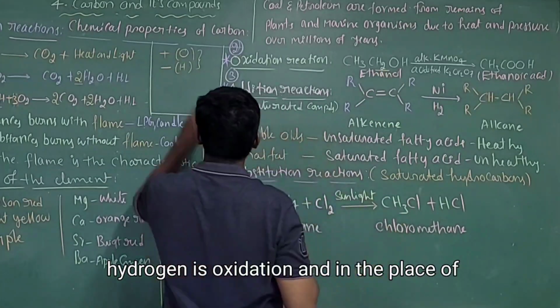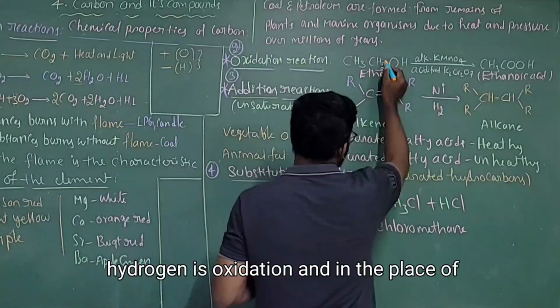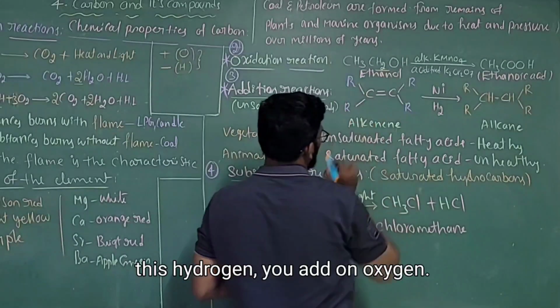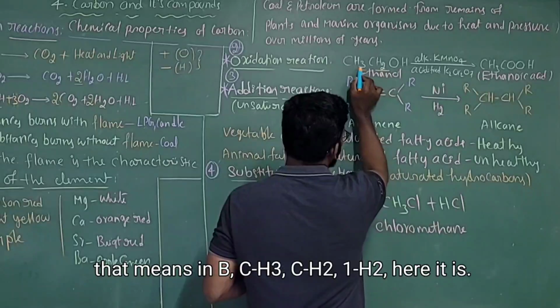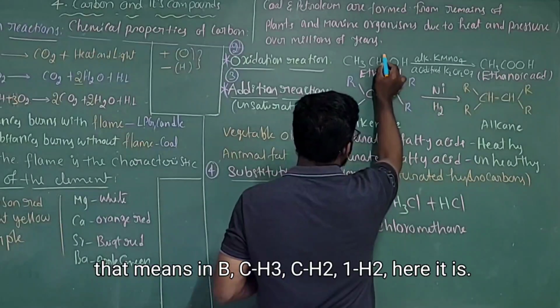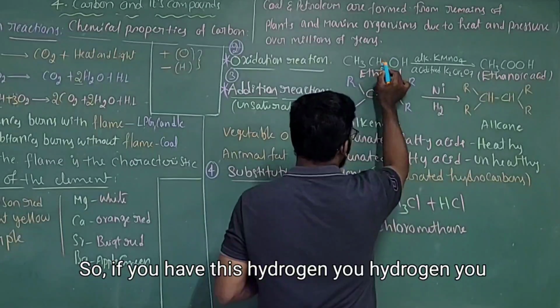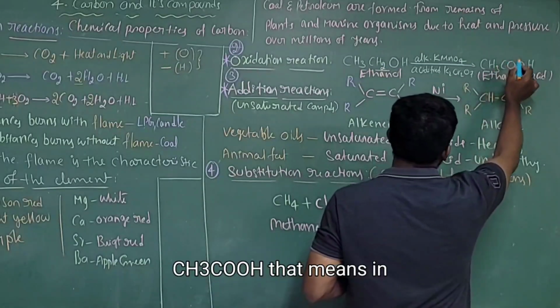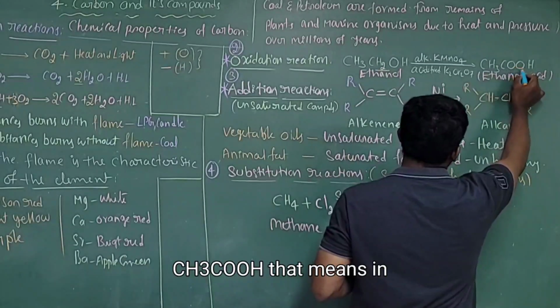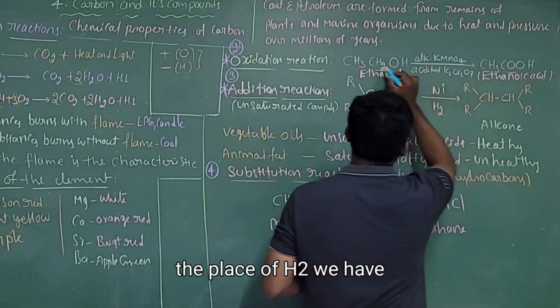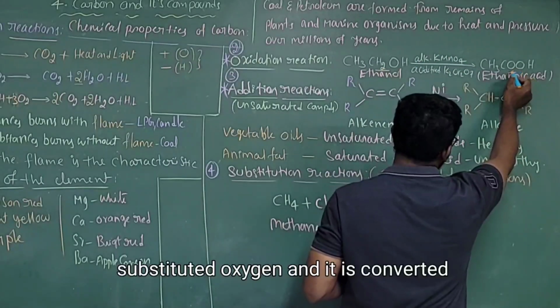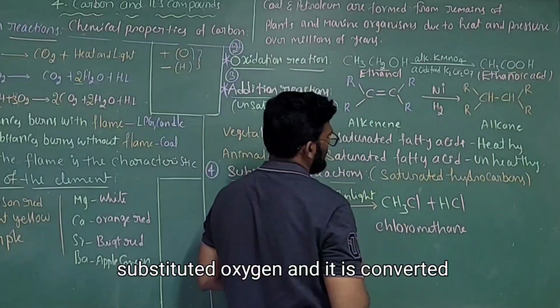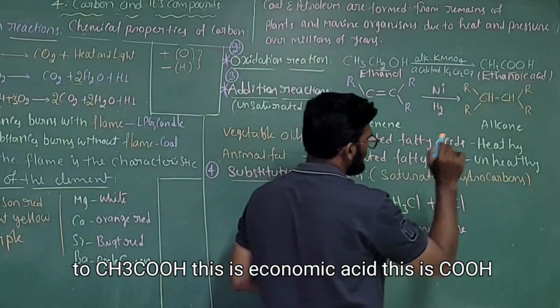Removal of hydrogen is oxidation, and in the place of this hydrogen you add one oxygen. Then that means simply CH3CH2OH. Here this hydrogen you replace with oxygen, then you will get CH3COOH. That means in the place of H2 we have substituted oxygen and it is converted to CH3COOH.